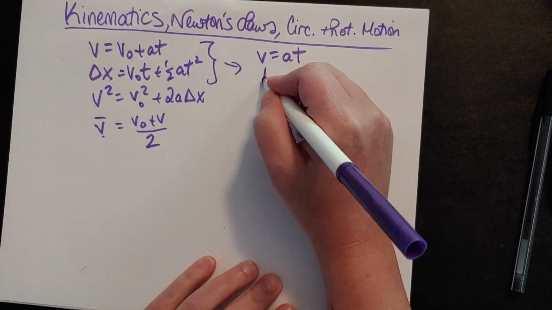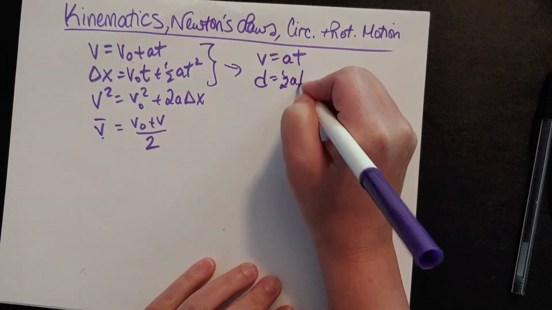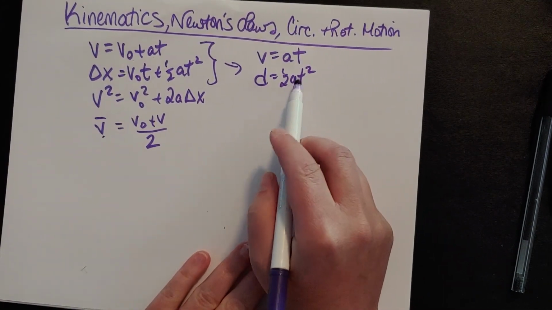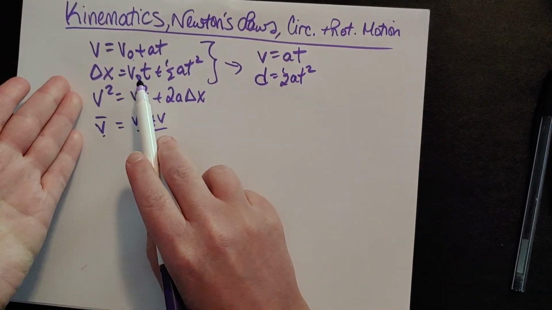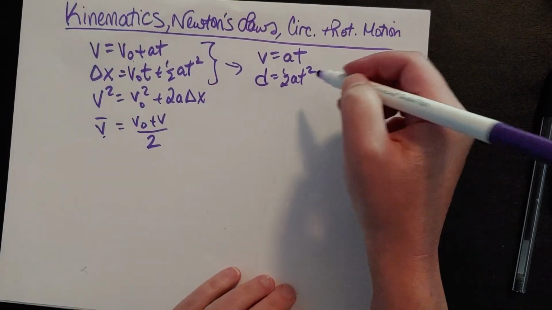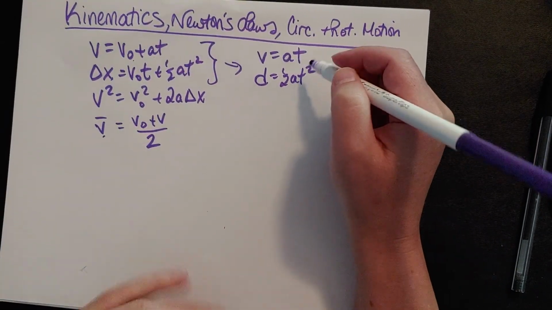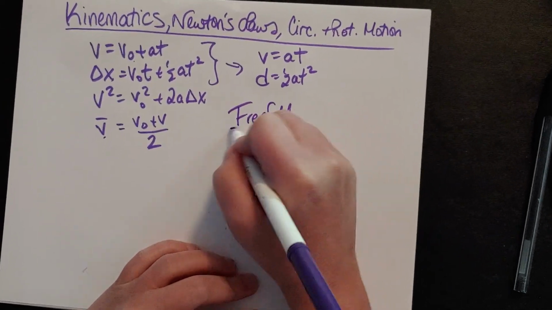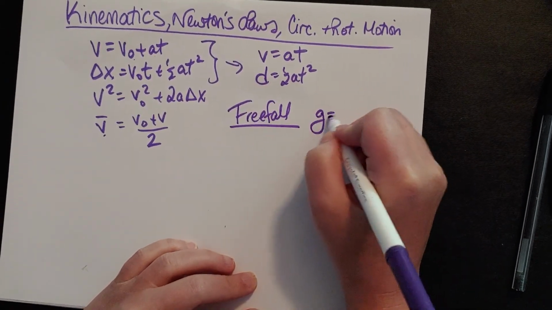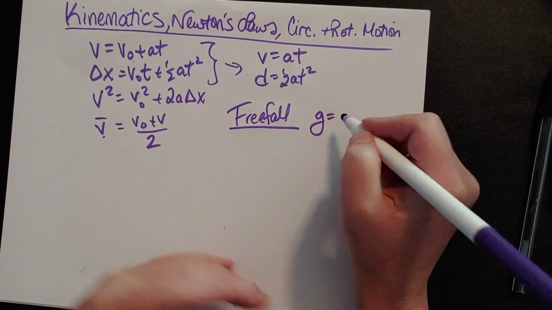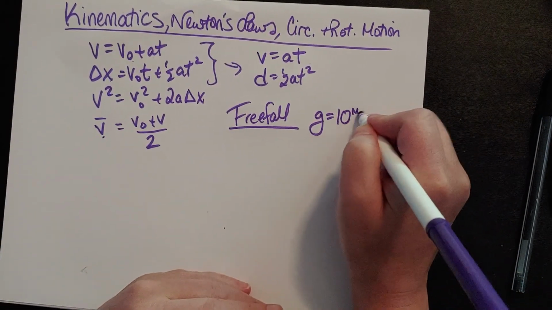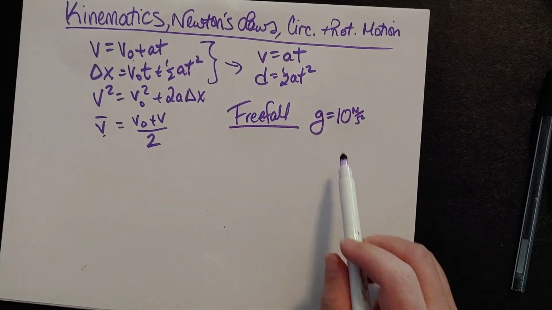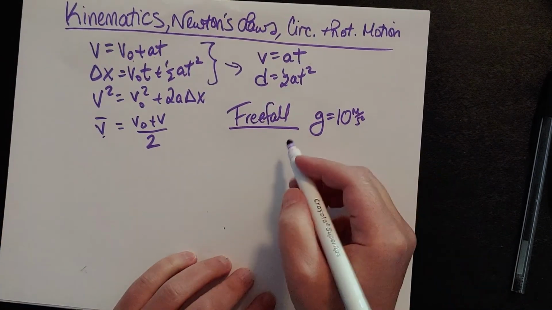This one, d equals 1/2 a t squared, is the distance after a time t accelerating, and this is from rest as well. So, with free fall, free fall is when gravity is the only force acting on it. So g is 10 meters per second squared. I'm used to using 10 meters per second squared. Obviously, Science Bowl sometimes wants you to use 9.8.